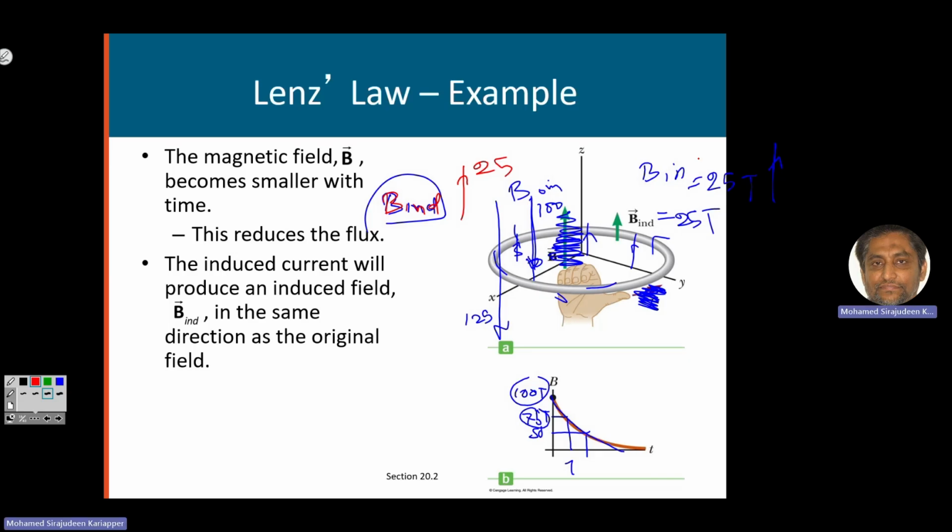Negative? Don't talk negative, positive. Just tell me the direction of the induced field. If down and increasing, induced field must be up. The original field is down and increasing, how do I oppose this change? I should have an induced field up, right? Okay, let me give one more example.